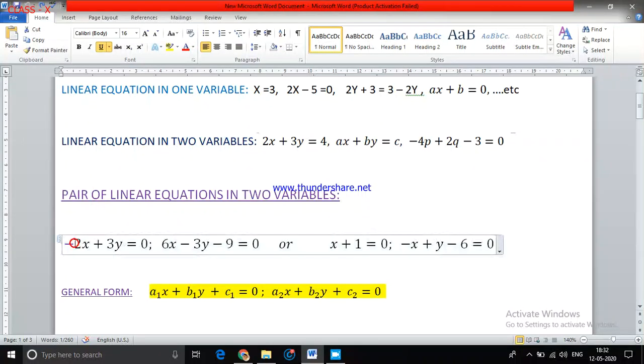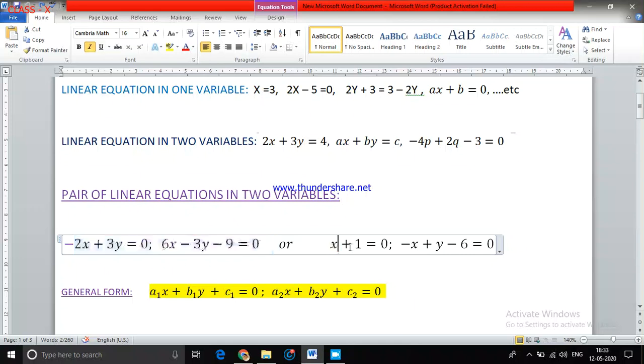Like here we have minus 2x plus 3y equals to 0, 6x minus 3y minus 9 equals to 0. These are the two equations, and both equations are in terms of x and y. So I can say it is a pair of linear equations in two variables.